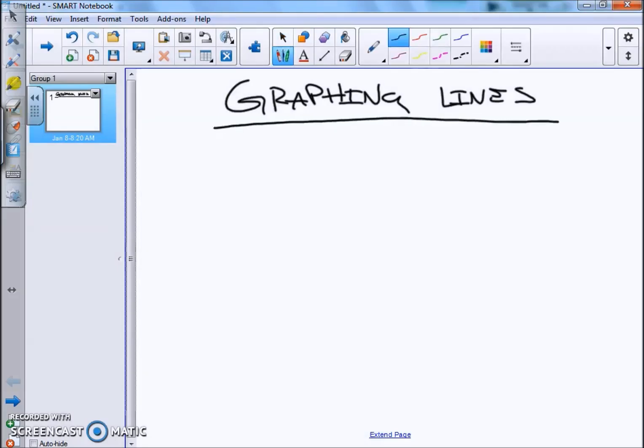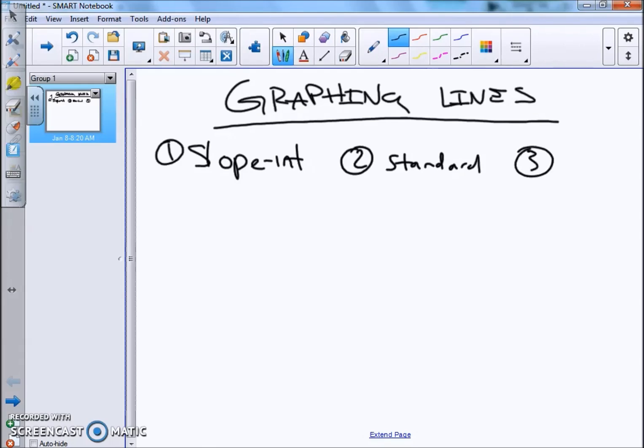Okay, so what we're going to talk about right now is a couple different ways to graph a line. We know that there's three forms. What were the three forms? Slope-intercept form, standard form, and point-slope form. Okay, point-slope. So let's just refresh ourselves on what they look like.